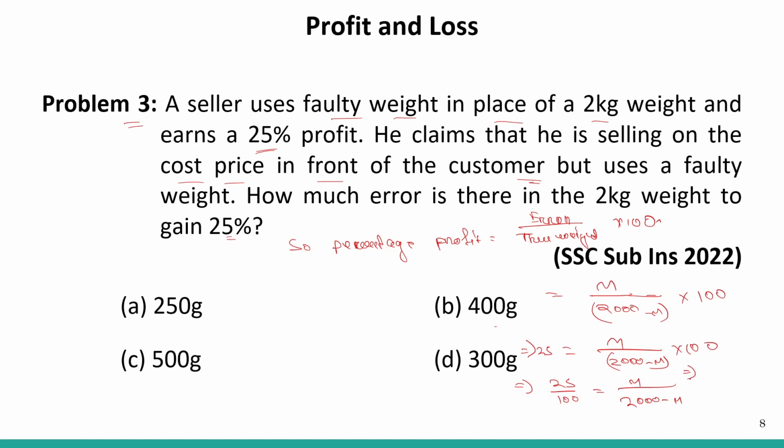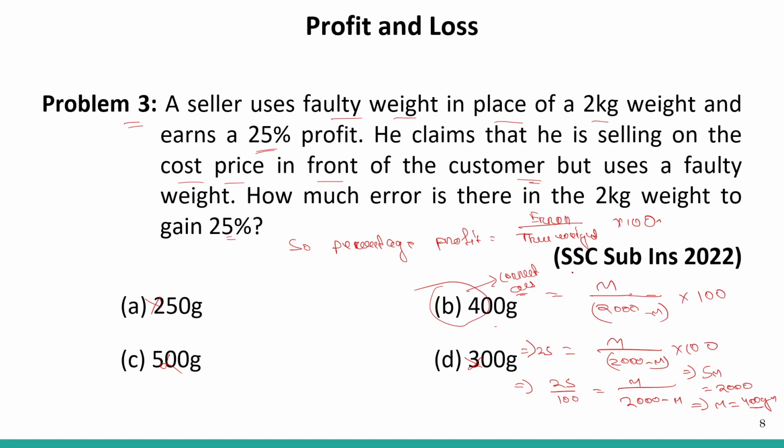So this implies that this will be 5m is equal to 2000. So m is equal to 400 gram. So 400 gram will be the correct answer. Options A, C and D are all wrong answers.